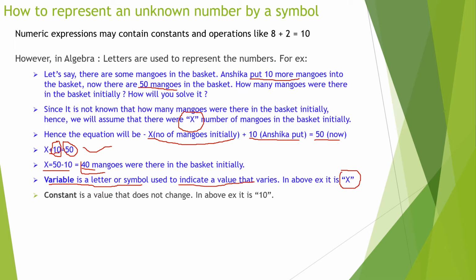Now what is the constant? A constant is a value that does not change. A constant will remain the same always. So in our initial example, the constant value is 10. This is the constant value.